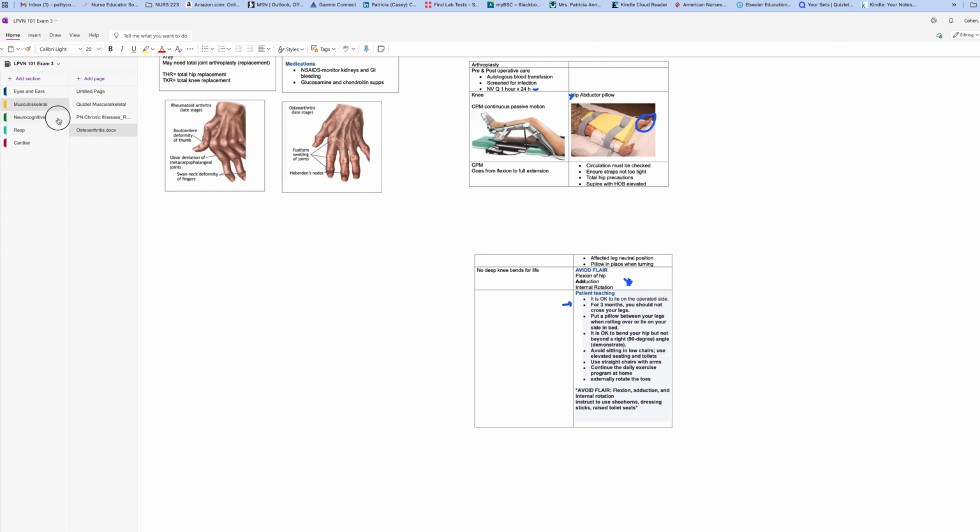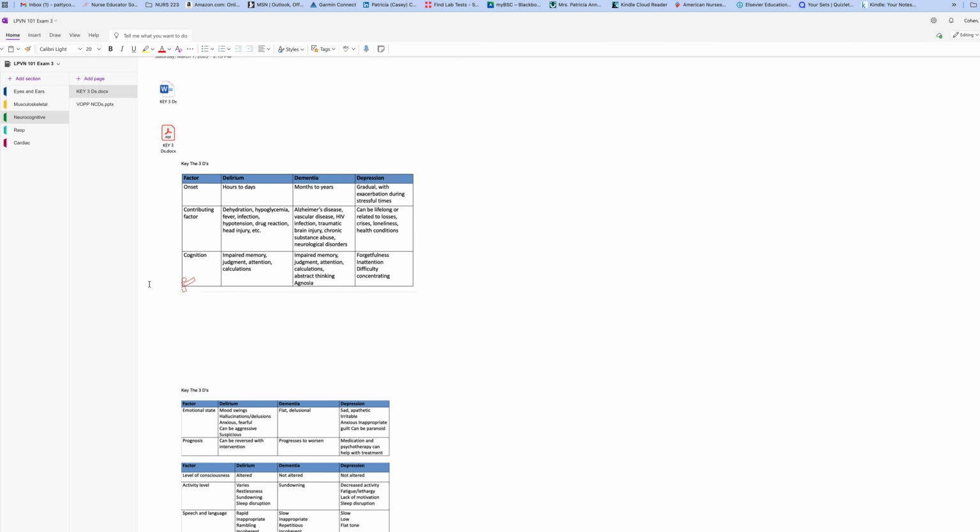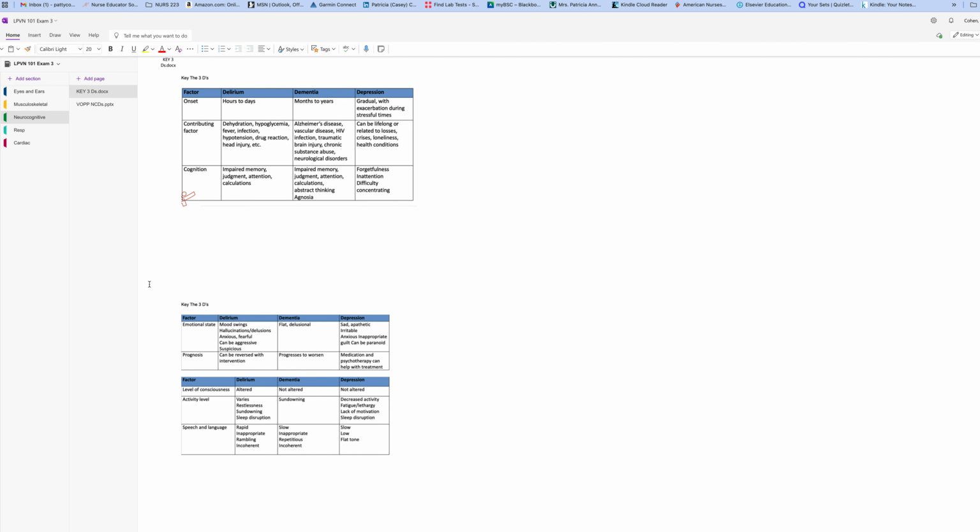Let's move on to neurocognitive. Okay, so neurocognitive, make sure you know the difference between delirium and dementia. Okay, I know you went over this in class. Super important that you know the difference between those two. You know how to recognize it.